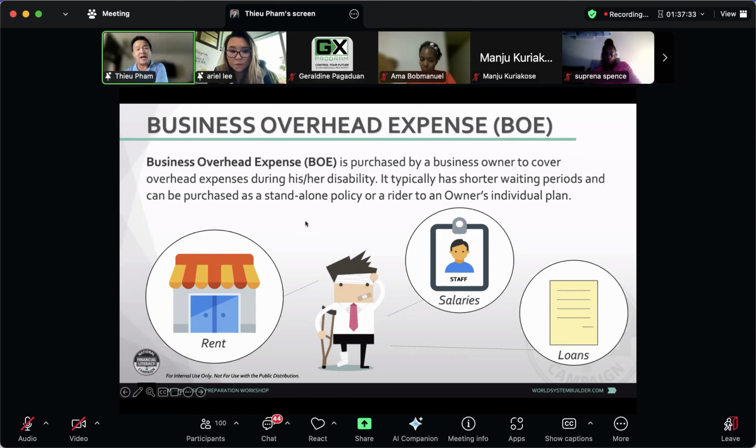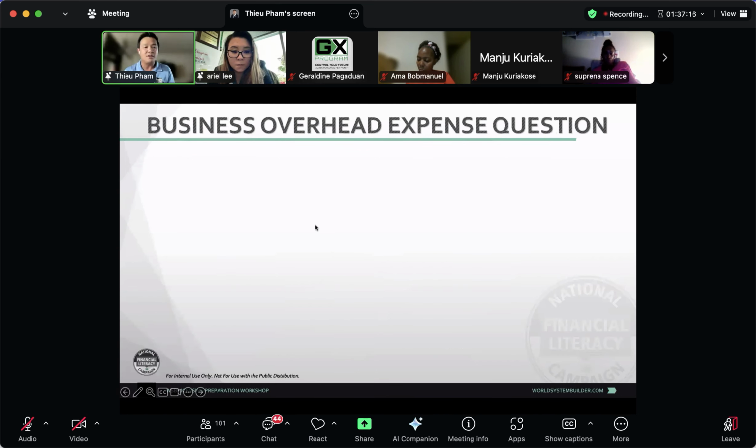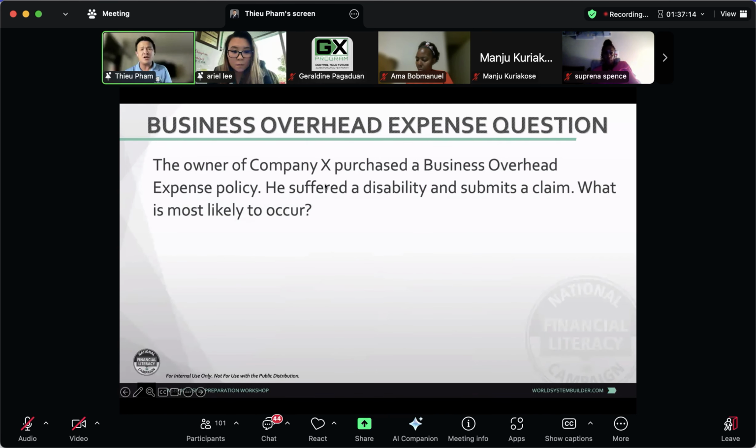So on the test they'll ask what the different types of business expense for disability are, and you have to eliminate the wrong ones. So remember these terms. Business overhead expense is to cover the expenses that are going to cost the company, the business. Very simple.